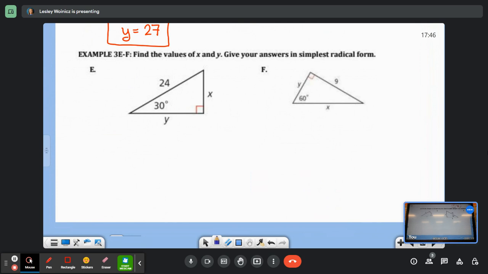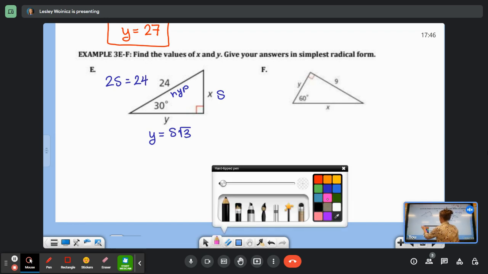So this is my short side. This is my hypotenuse, so it is 2 times s. And this y equals s times the square root of 3. I'm going to say this, 2s equals my 24. We'll just do that.